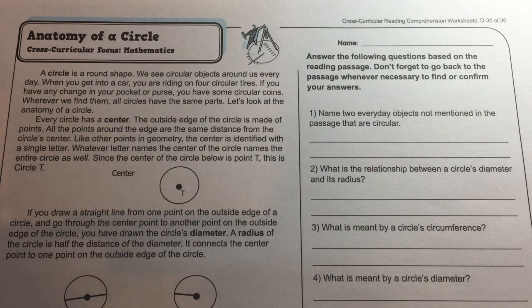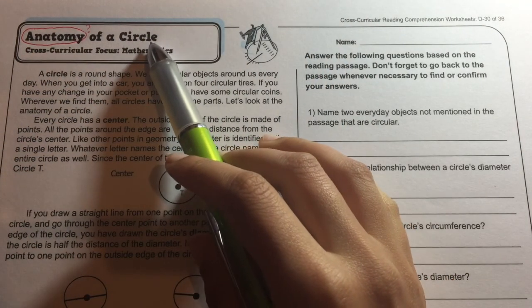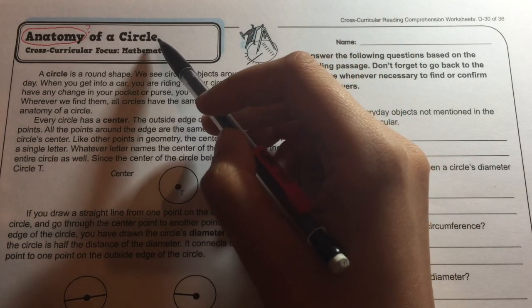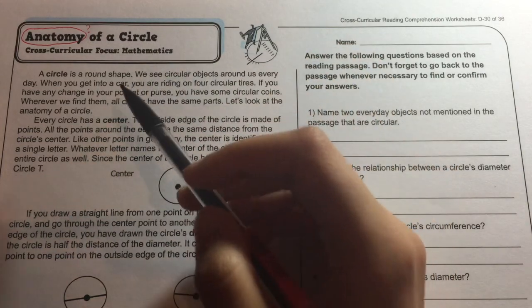I'm not quite familiar with what the word anatomy means, so I'm going to circle it and maybe put a question mark. I'm familiar with the word circle. I know it's a geometric shape, so we're probably going to be talking about something in geometry.